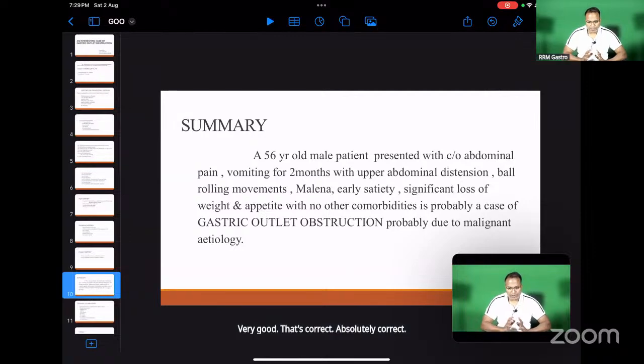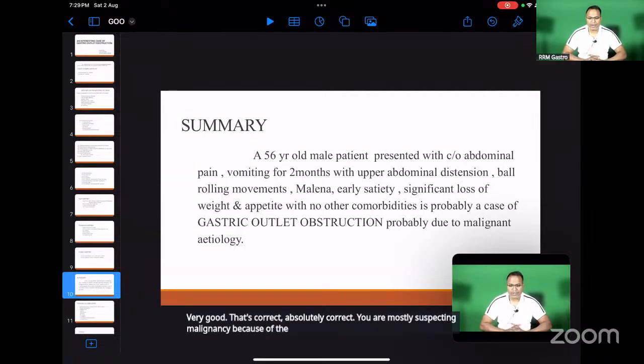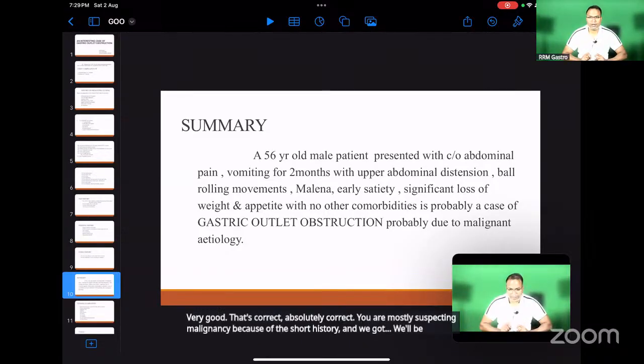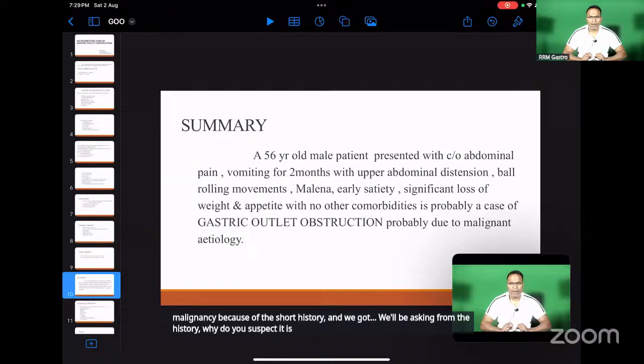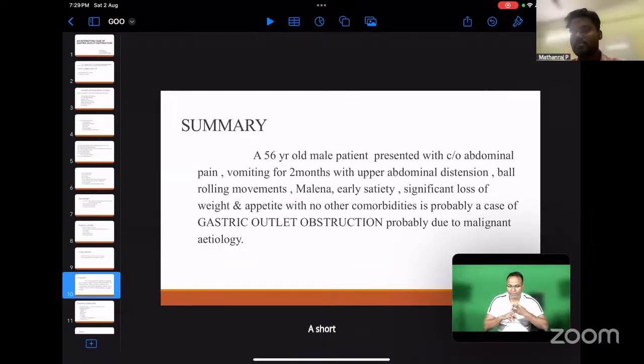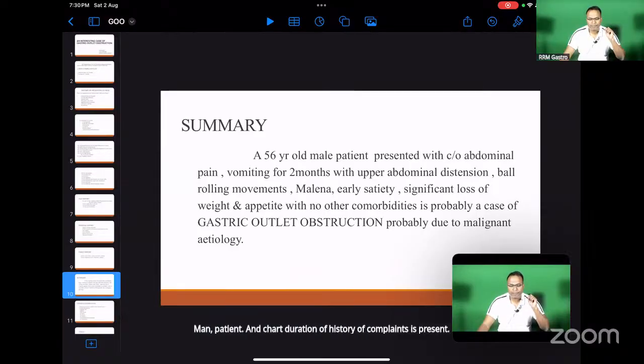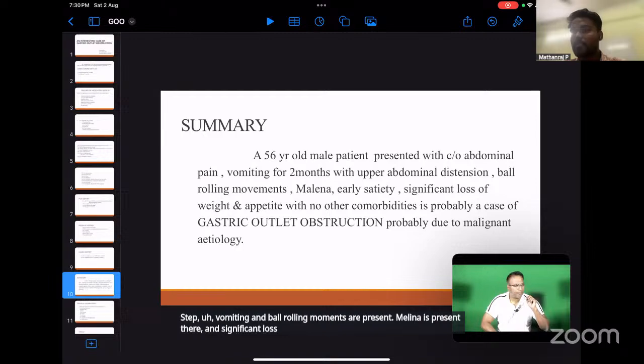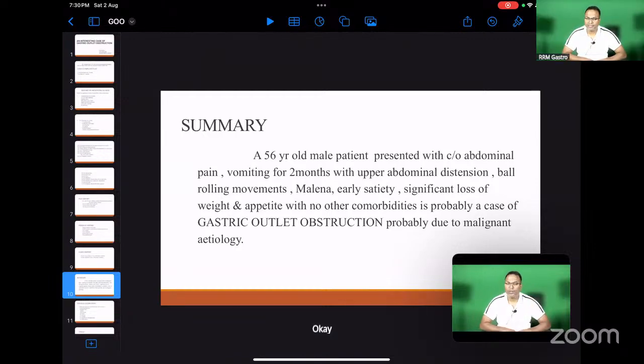You are mostly suspecting malignancy because of the short history. They will be asking from the history, why do you suspect it is a cancer stomach? The answer you should give: old age, male patient, and short duration of history of complaints. Yes. History of vomiting and ball rolling movements are present. Melena is present, and significant loss of weight and appetite was also present. Okay. Let us go on to the examination next.